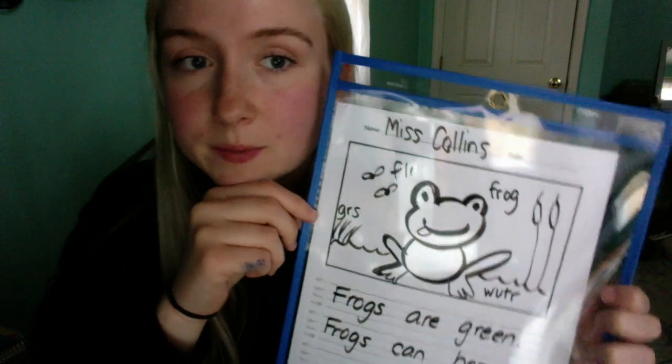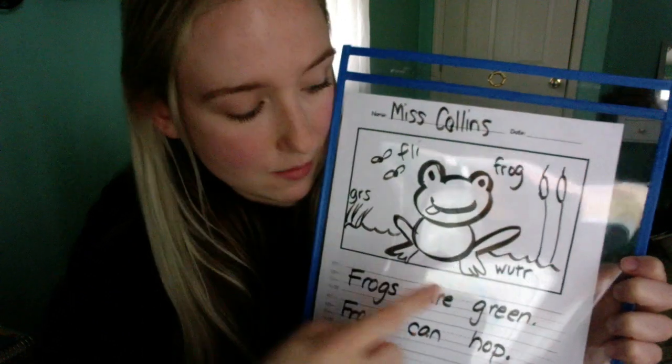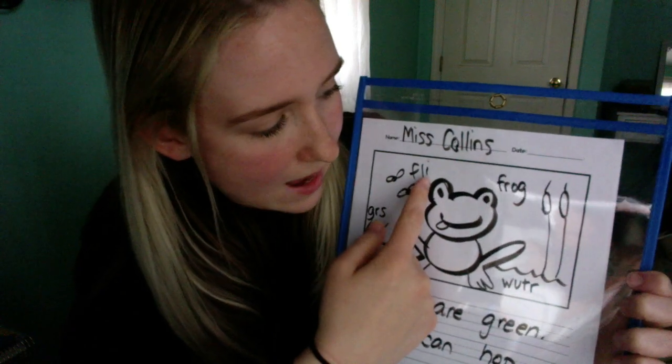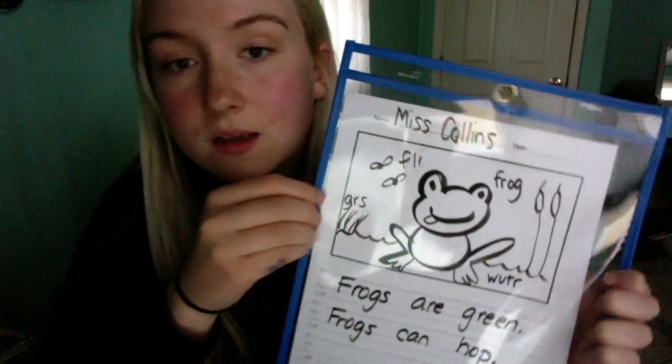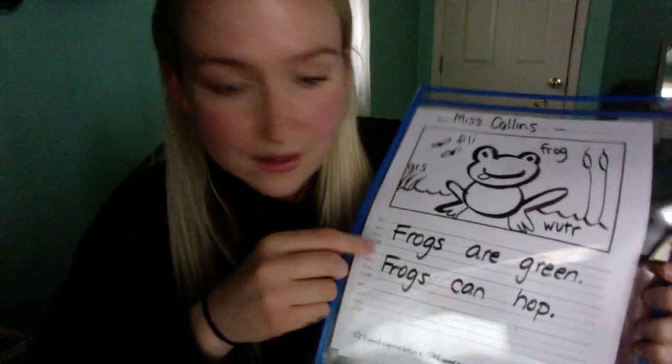After you're done drawing your picture, your next step is to label everything in the picture. So I labeled water, grass, fly, and frog. These were my 4 labels in my picture. Your next step after you label, you're gonna start to write.